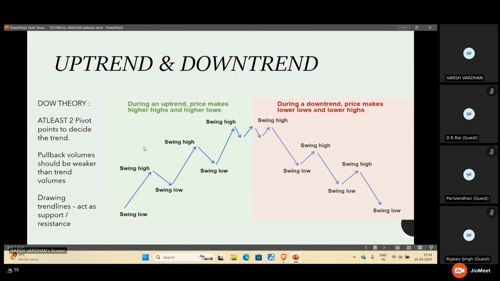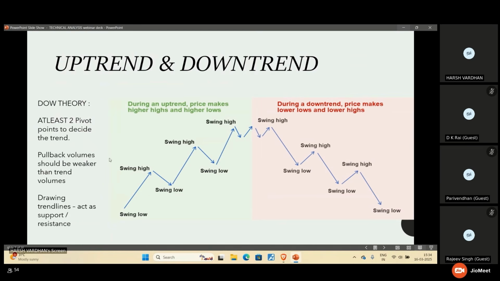Here again, it's the same. It's called Dow theory. So as you can see here, a swing high is made, higher high, then higher low, higher low, higher low. This is an uptrend. This is called Dow theory. So we need at least two pivot points to decide the trend. So these are the pivot points. This is a pivot point. This is a pivot point. So there should be at least two higher lows and two higher highs to say that it's a confirmed uptrend.